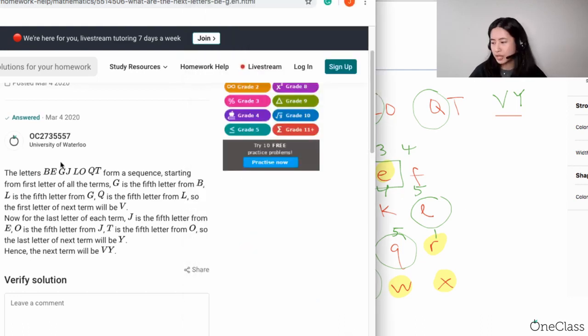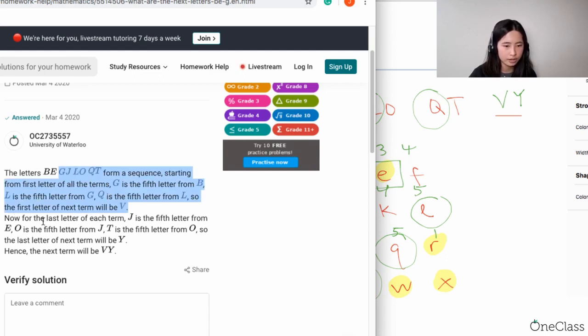The letters B, E, G, J, L, O, Q, T form a sequence, starting from the first letter of all the terms. G is the 5th letter from B, that's right. L is the 5th letter from G. Q is the 5th letter from L. So the first letter of the next term will be V. Okay, this is right. First paragraph is correct.